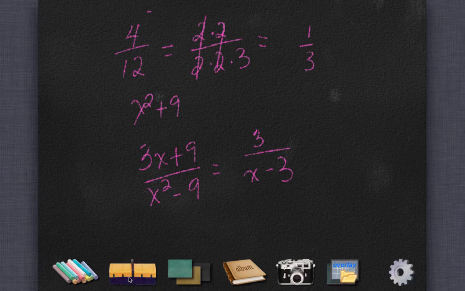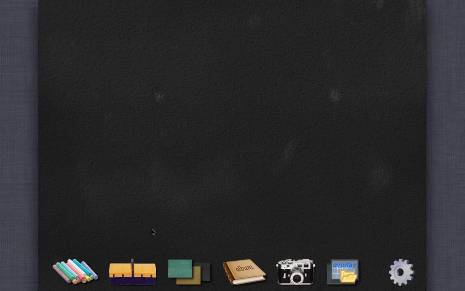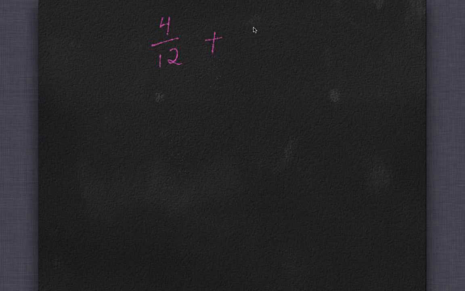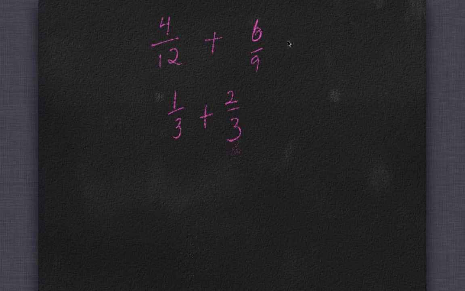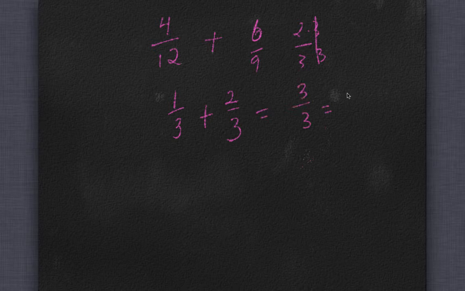Once I have them reduced, I can get common denominators just like I did before. So if you had, say, 4 over 12 plus 6 over 9, you'd first reduce that one to 1/3, and then that one to 2/3, because this is 2 times 3 over 3 times 3. And then you get 3/3. And then that's 3 times 1 over 3 times 1, that's 1. So you just keep reducing all the time. But once your fraction's totally reduced, then you can get a common denominator.